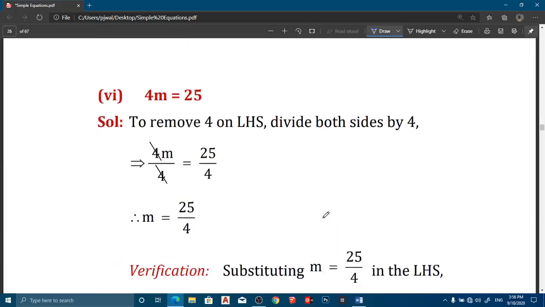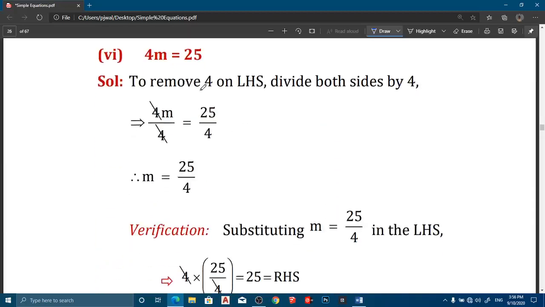Next, 4m is equal to 25. To remove 4 on the LHS, divide both sides by 4. Because whatever operation you are doing on the left side, you should do on the right side also. So the 4 gets cancelled. Here m is equal to 25 by 4. Therefore, m is equal to 25 by 4 is the solution.